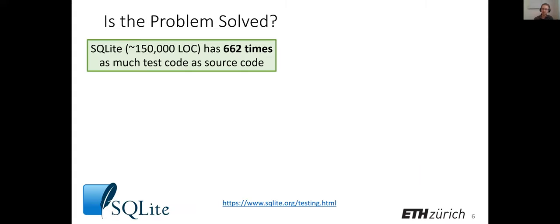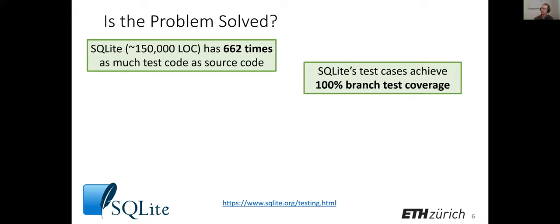So isn't the problem already solved? I guess many of you are familiar with SQLite's testing process, which is probably the most well-documented and also the most impressive one. And it would appear so because SQLite states on their homepage that they have about 700 times as much test code as they do have source code. Also, SQLite's test suite has achieved 100% branch test coverage, and even more, they achieve 100% MCDC coverage, which is a stricter coverage metric that is typically used in the aviation industry.